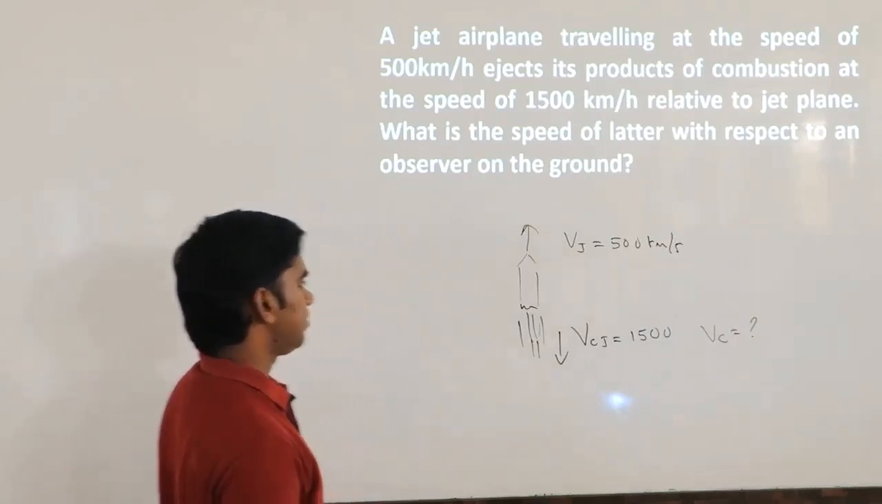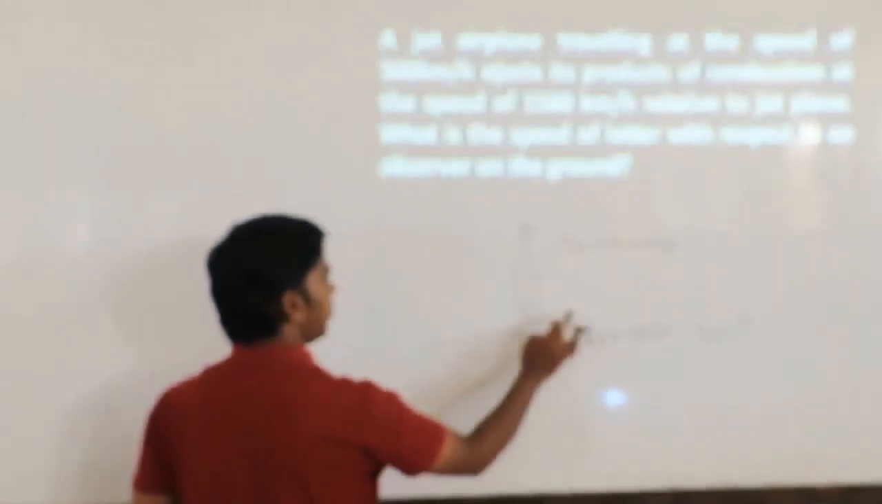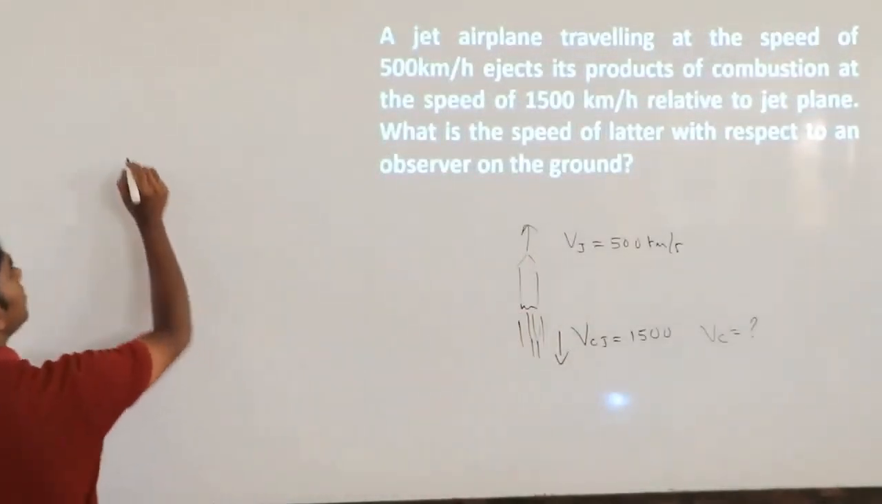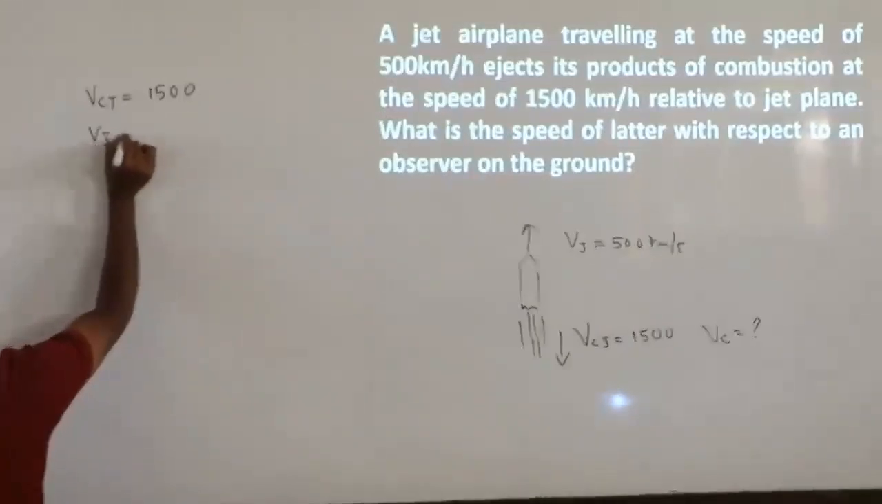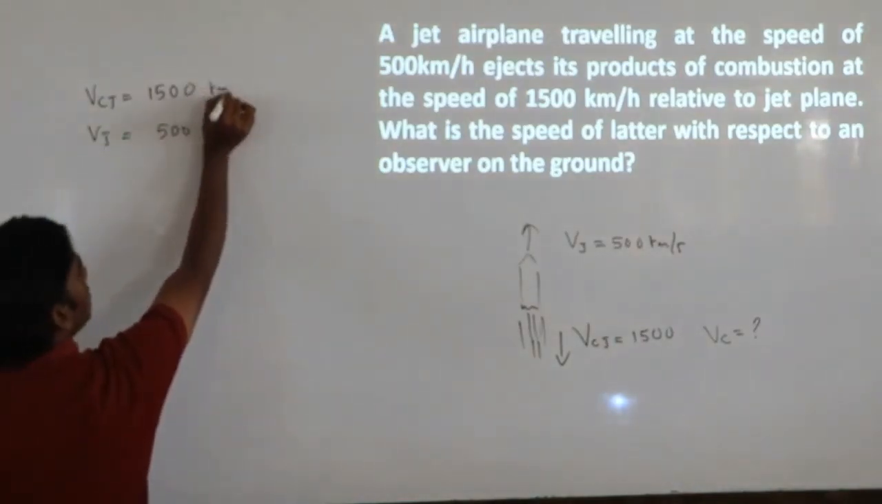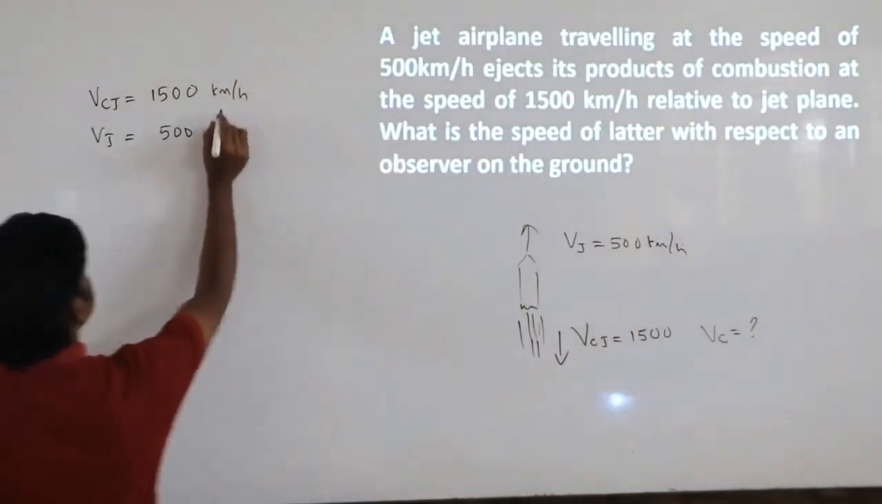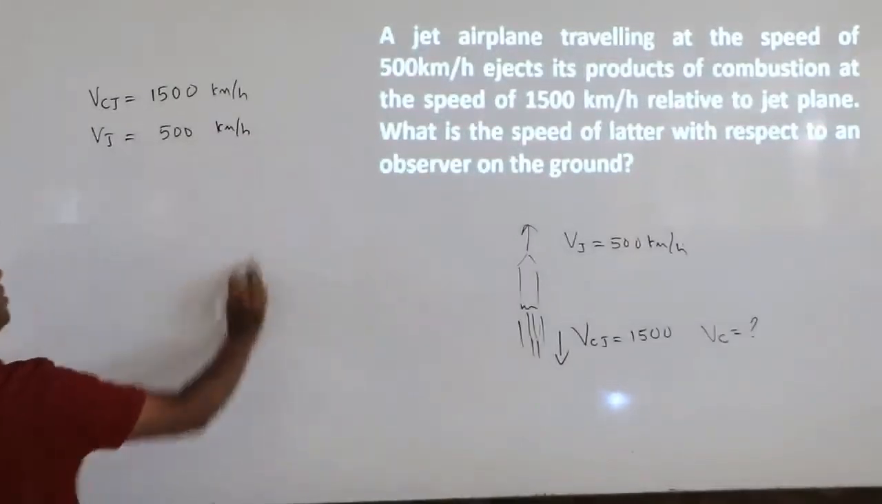Okay, so both are in opposite direction. So if you take this as positive, then upward you have to take as negative. VCJ is how much? VCJ is 1500. Okay, so VJ is what? 500. So the unit is kilometer per second or kilometer per hour? Kilometer per hour. Okay. So 1500 kilometer per hour, and this is also kilometer per hour.